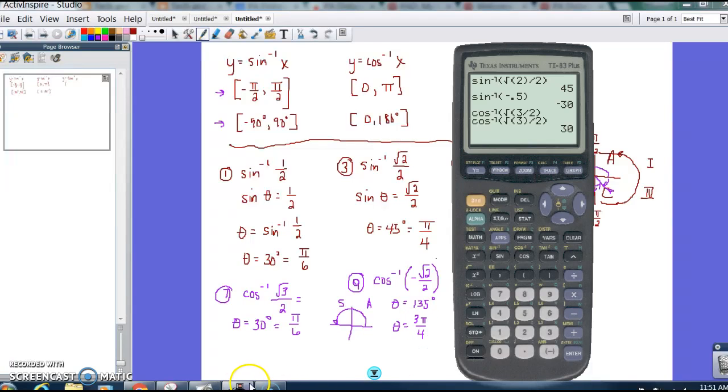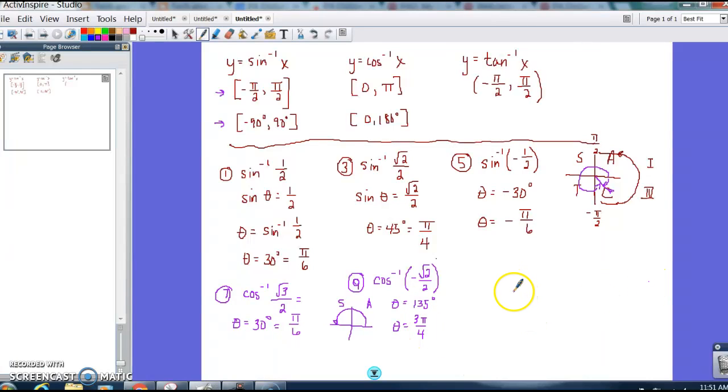Let's check it in the calculator. Inverse cosine of negative root 2, close my parentheses, divided by 2. And you'll see that gives me 135 degrees, which in radians is 3 pi over 4. All of these problems you can do in your calculator.